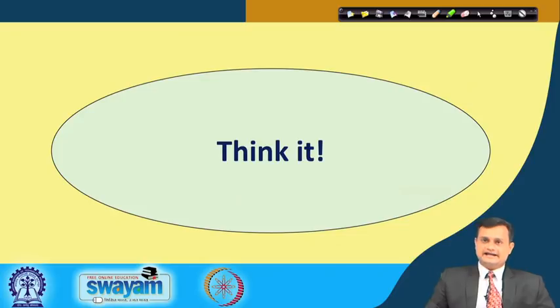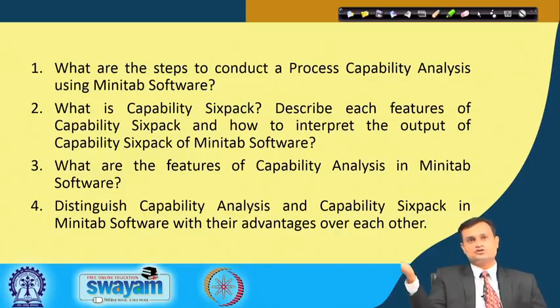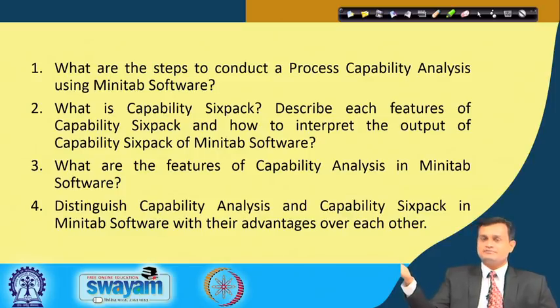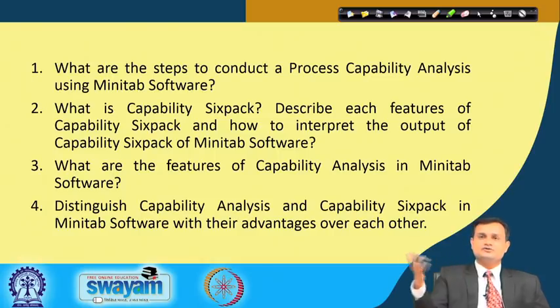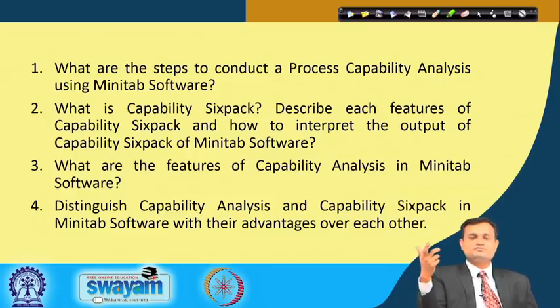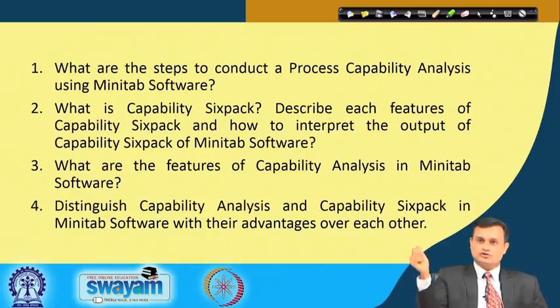So, to end this session, I would like to float a couple of questions to think about. You have certain steps to follow in Minitab. Can you summarize these steps once again? What is the capability 6-pack? Describe the features of this and how you interpret the various outputs of the 6-pack. What are the features of capability analysis in Minitab software? And we discussed already, can you distinguish the capability analysis simple and capability analysis 6-pack in Minitab software, with a couple of advantages and disadvantages over each other?